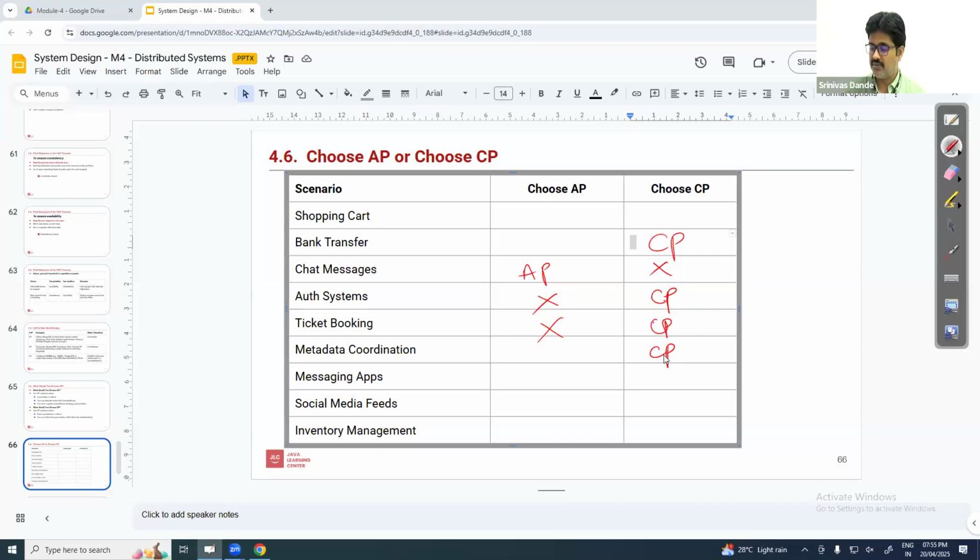Messaging apps, very good, AP. Social media feeds: if you give wrong data, what is the urgency? Go for availability. Whenever you open Facebook, it should open immediately. If Facebook is not working, your mind will not work. Facebook and Instagram should open immediately. Whether you are seeing right data or wrong data is secondary. It should open highly available. Providing inconsistent data is no problem for them. Inventory management is CP, very good.